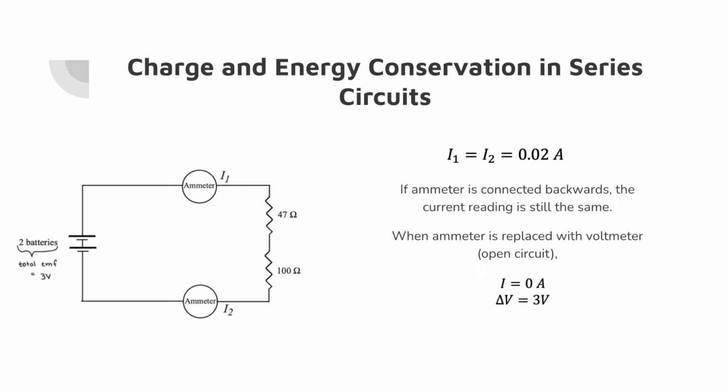The next thing to do was to connect the ammeter backwards. When the ammeter was connected backwards, the current had the same reading. When the ammeter was replaced with a voltmeter, the current was 0 amps because the circuit was open, and the potential difference was 3 volts.